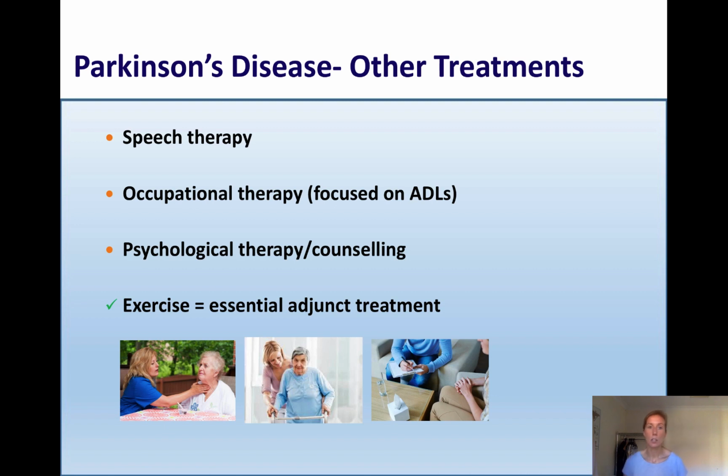Other treatments, okay, so there's more often than not going to be speech therapy involved. As we know, there's going to be those issues with the speech. Occupational therapy, which is very much focused on performing the activities of daily living. So, just doing your basic tasks around the house, bathing, transferring, all these different types of things. Psychological therapy and counselling is going to be really important. And then the last one is exercise, okay? And there's a heap of evidence to show that exercise should certainly be prioritised in the overall treatment plan of a Parkinson's patient.